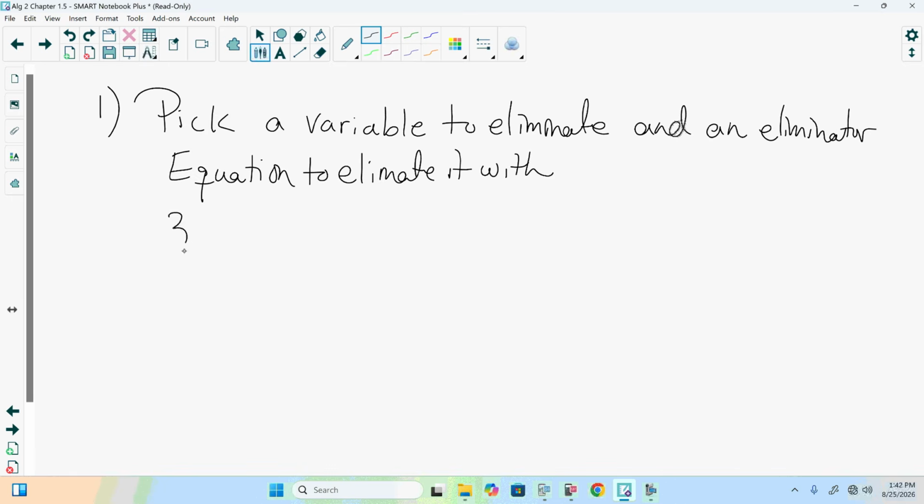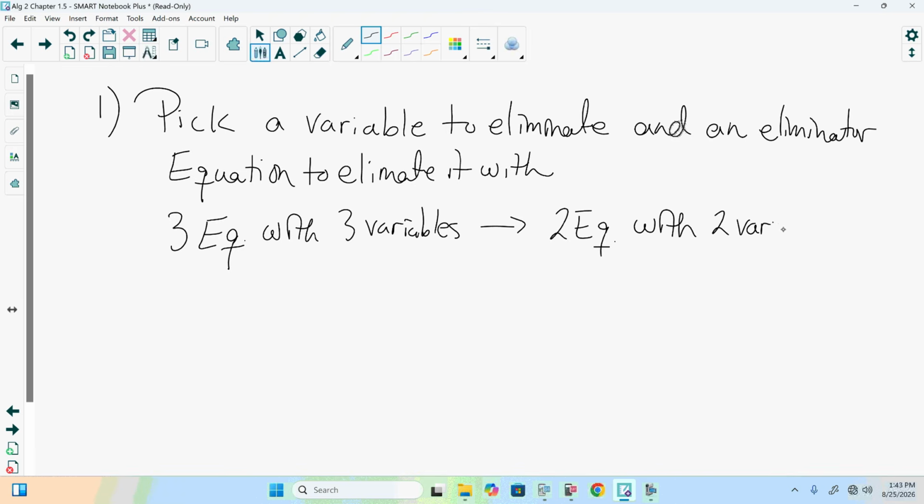Really what we're doing is going from 3 equations with 3 variables to 2 equations with 2 variables. So our first main step is we want to pick a variable to eliminate out first, an equation to eliminate it with, so that we can take it from 3 equations with 3 variables to 2 equations with 2 variables.